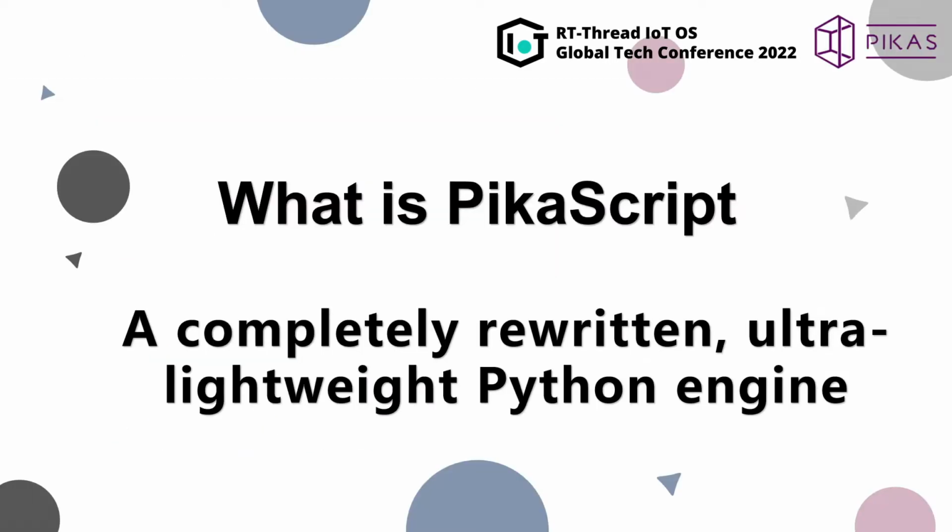So, what is PikaScript? What changes can PikaScript bring? First, PikaScript is an ultra-lightweight Python interpreter that can run on 32 KB of flash and only 4 KB of RAM. PikaScript is built completely from scratch. It is not a branch of MicroPython or CPython, and is designed entirely for resource-constrained microcontroller systems.